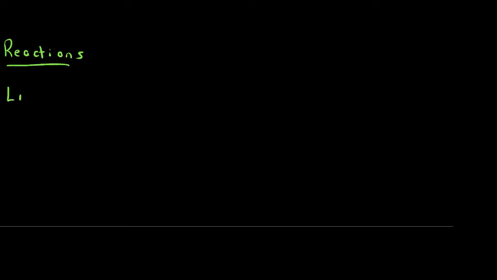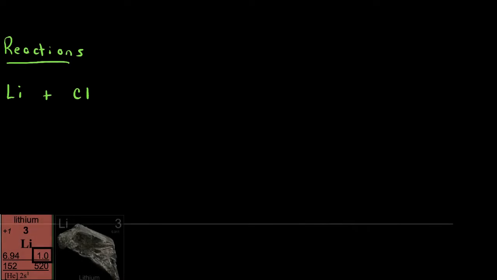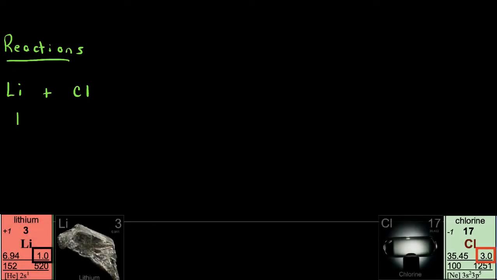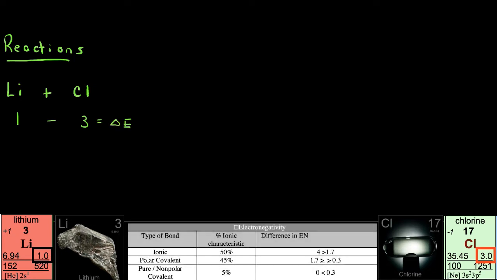We're going to have lithium and we're going to have chlorine this time that are going to react with each other. Now, lithium, its electronegative value is a 1. Chlorine is an electronegative value of 3. If we subtract these two values, what we get is a change in electronegativity of 2. Okay, so that change in electronegativity is 2. That tells me that this is going to form an ionic bond.